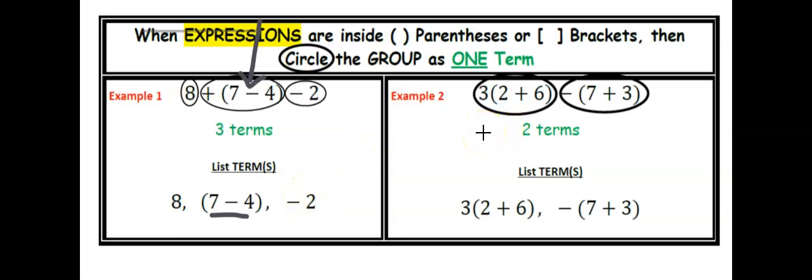In the next example, it's done for you. We have 3 times the quantity 2 plus 6. This is one term. Then your minus sign comes up, and we have the quantity 7 plus 3. That is your second term. This expression has 2 terms. 3 times the quantity 2 plus 6, and minus the quantity 7 plus 3. So you need to recognize those parentheses are lumping into terms. They are considered one term even though they have plus signs and minus signs inside of them.